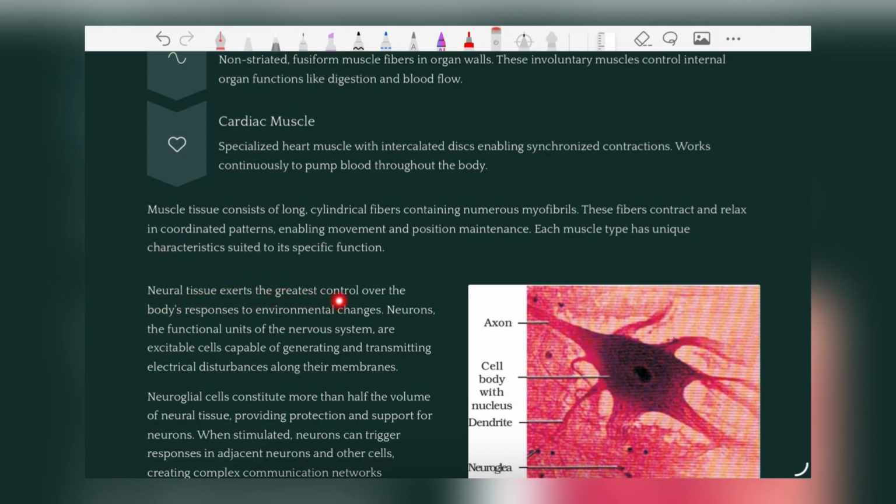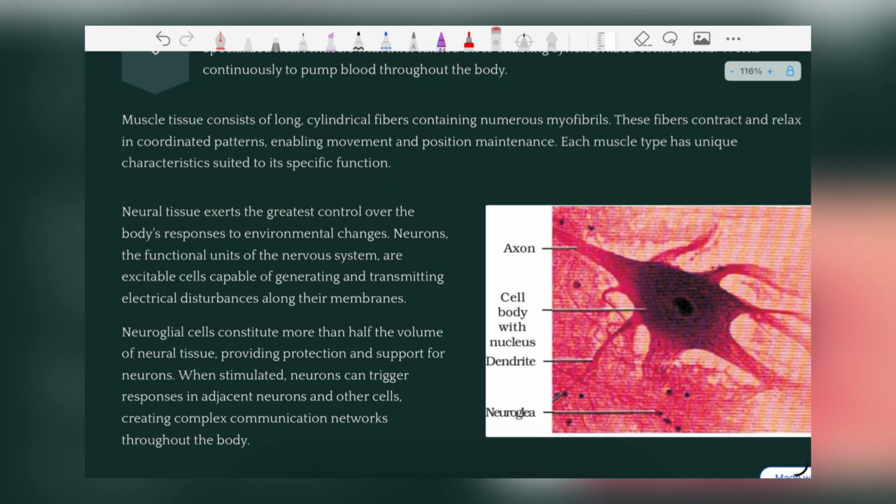Neural tissue exerts the greatest control over the body's response to environmental changes. Neurons, the functional unit of the nervous system, are excitable cells capable of generating and transmitting electrical disturbances along their membranes. Neuroglial cells constitute more than half the volume of neural tissue, providing protection and support for neurons. When stimulated, neurons can trigger responses in adjacent neurons and other cells, creating a complex communication network throughout the body.